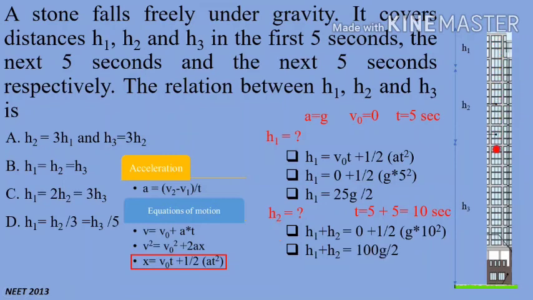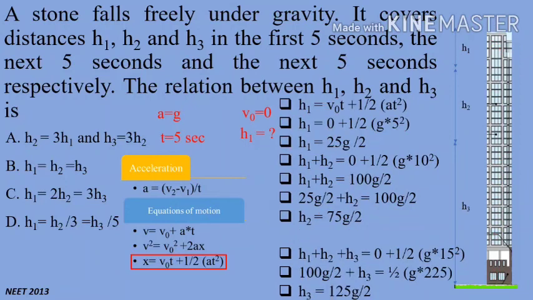So h1 plus h2 will be equal to 100 g by 2, and if you put the value for h1, that is 25g by 2 in this equation, the h2 will be equal to 75g by 2. The steps are given, you can see all the steps in detail, you will understand. Similarly, for calculating the value for h3, we can use the time equal to 15 seconds. Here we can see the time for h1 plus h2 plus h3, total distance will be equal to 15 seconds. That is why we are getting this.